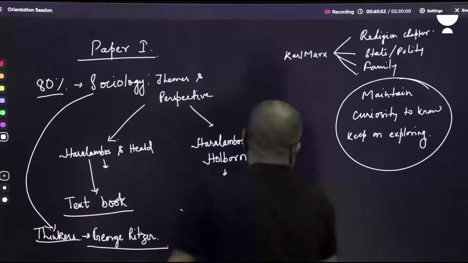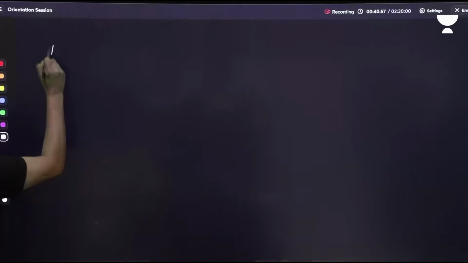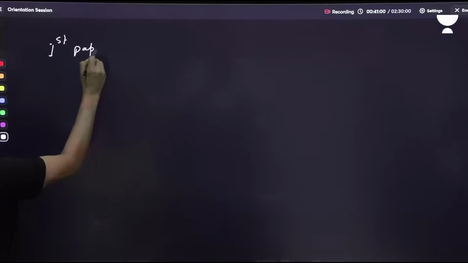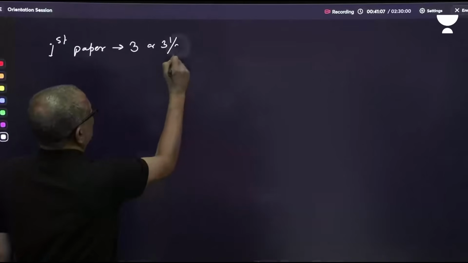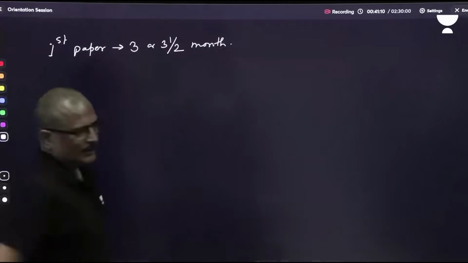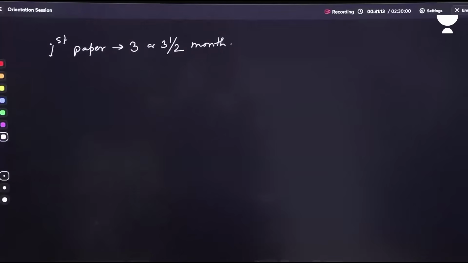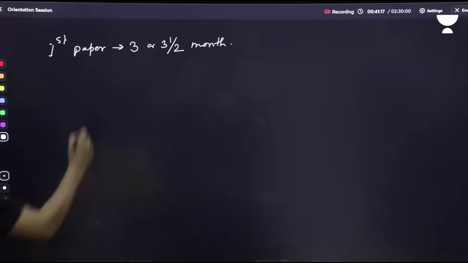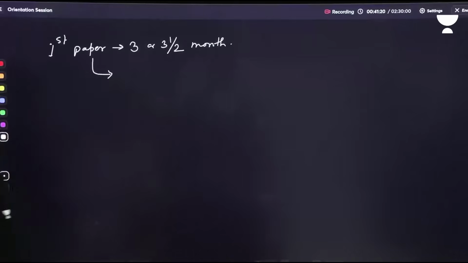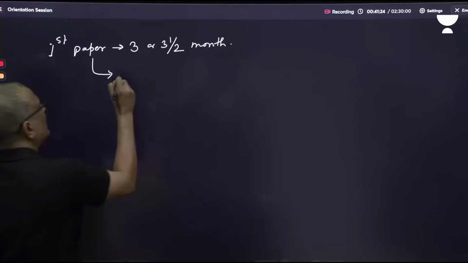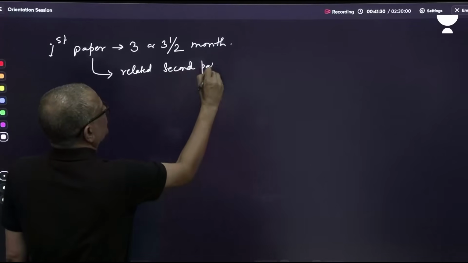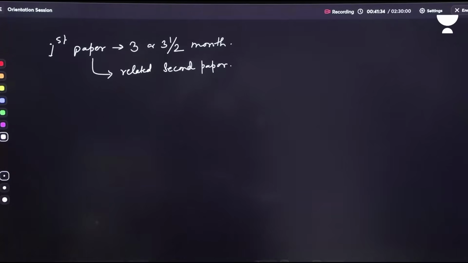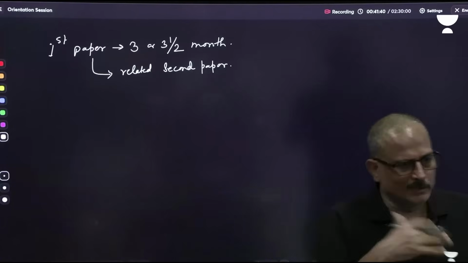Right? Now we talk about the second paper. This first paper, when I teach, I'll be taking around 3 or 3.5 months to teach the first paper because it is concept based. And in the first paper, wherever it is possible, I'll be covering related portions of the second paper. So in these 3.5 months, a number of portions of the second paper would be covered.